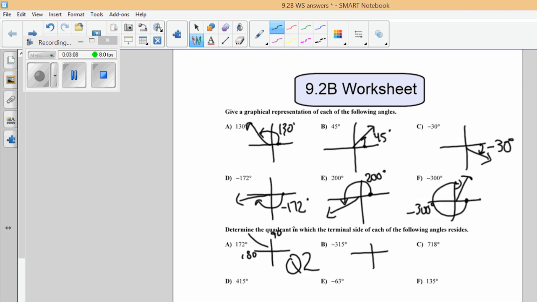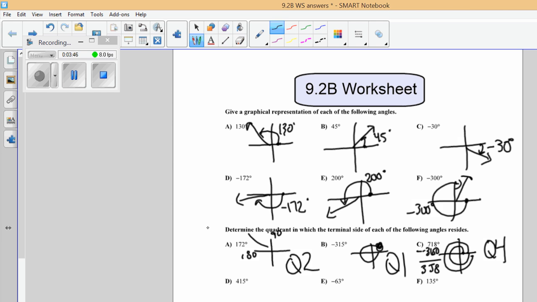Now again, you're thinking 90, 180, 270, 360, but here's the deal, that's a negative 315. So it's going to go all the way past 270 and be over here somewhere. That's quadrant 1. Now, 718 is a different story because that means you start at 0 and you go all the way around once. So I'm going to subtract 360 from that because I go around all the way once, and that leaves 358. So if I go again 358, I'm over here in quadrant 4.